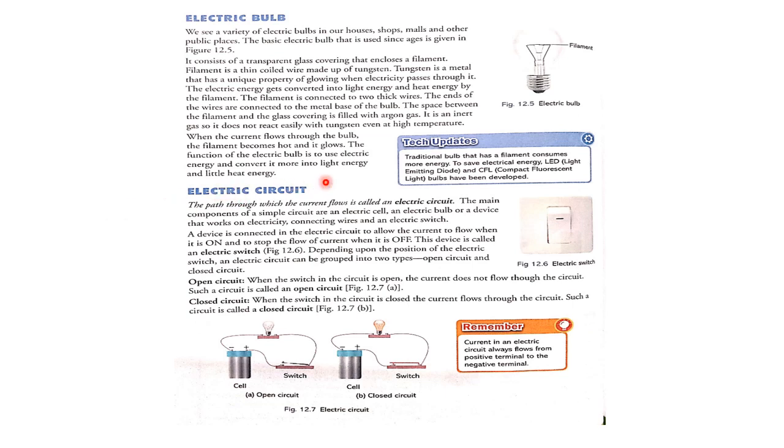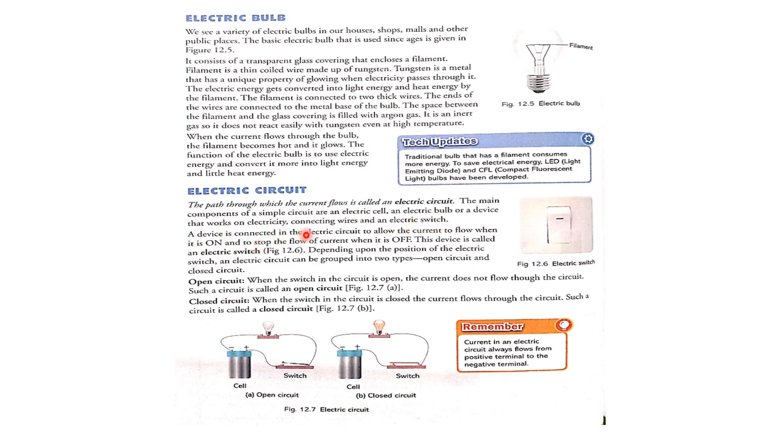Now we will see electric circuit. The path through which the current flows is called an electric circuit. So what is an electric circuit? It is the path where current flows. The main components of a simple electric circuit are an electric cell, an electric bulb or a device that works on electricity, connecting wires and an electric switch.